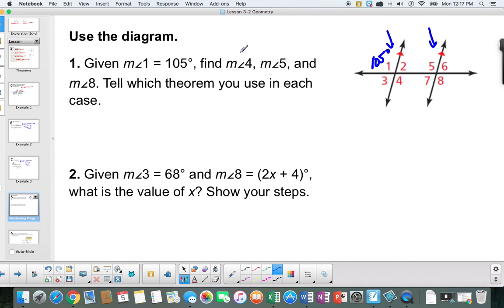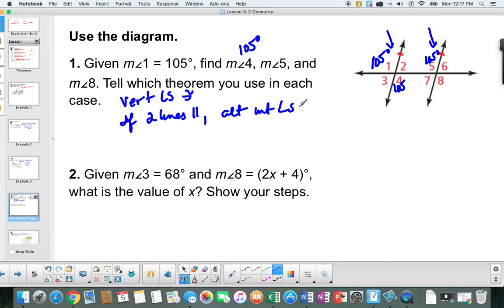Well, I know that angle 4 is going to be 105, and that's because vertical angles are congruent. I know that 4 and 5 are congruent, so this will be 105, and that's because if two lines are parallel, alternate interior angles are congruent. And once this is 105, I know 8 is 105, because vertical angles are congruent.